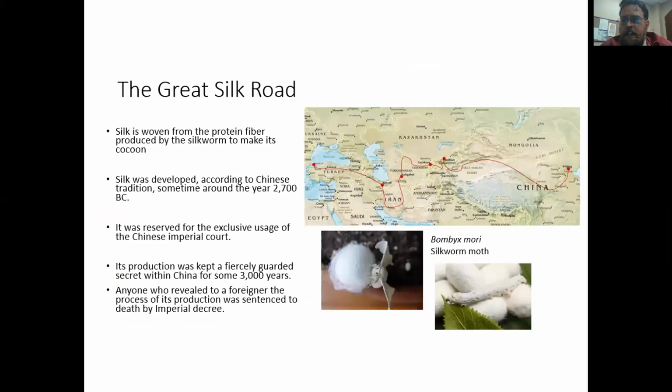One of the really significant historical things for butterflies and for moths, of course, is the production of silk, which is produced by the silkworm moth, Bombyx mori. That was developed in China sometime around 2700 BC, and was tightly and fiercely guarded as a trade good and a special good for the nobility. Anyone who revealed how they made silk was sentenced to death.